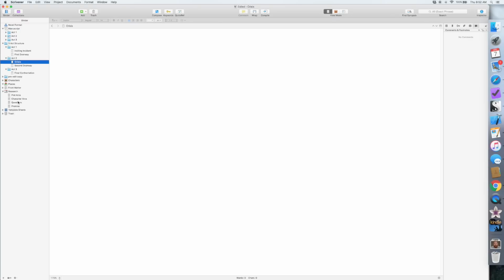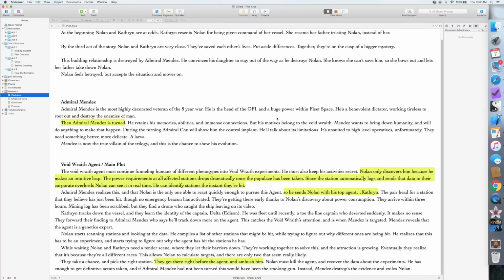And then Act 3, here we got our final confrontation. So I'm going to go back to my plot arcs, and this is where I'm going to find which of these scenes fit into the inciting incident, first doorway, second doorway, crisis, etc. So we're going to start with the inciting incident. So I'm looking at the Void Wraith agent / main plot here, and I've highlighted this area here. And this is the inciting incident. Nolan realizes that these stations are being hit, and he's found a piece of data that everyone else has missed, so he thinks he can solve who is hitting them.